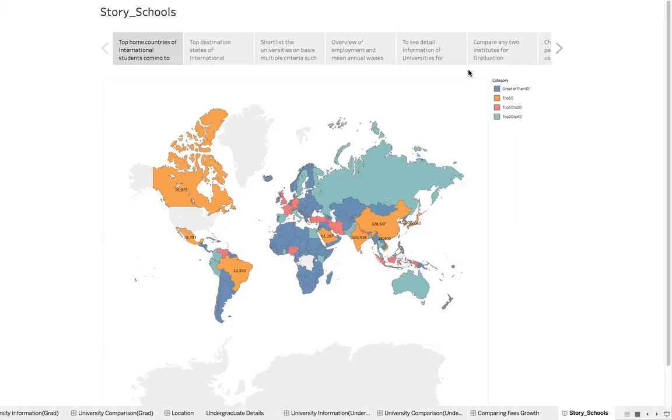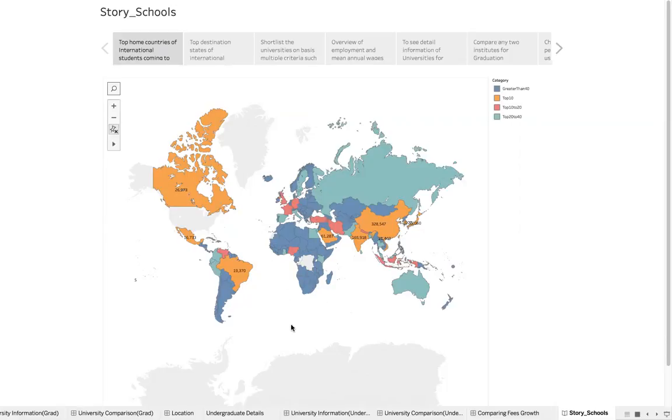Hence, we decided to create an informative dashboard that helps the student to compare the universities for graduate and undergraduate education with almost 20 different factors such as location, GRE scores, SAT scores, estimated enrollments, tuition fees, admissions, living expenses, job opportunities, annual mean wages, etc. The visualization and analysis will help international students to choose schools for graduate and undergraduate studies as per their requirements. This analysis and story have been prepared using Tableau Desktop software. Now, let us start with our analysis.